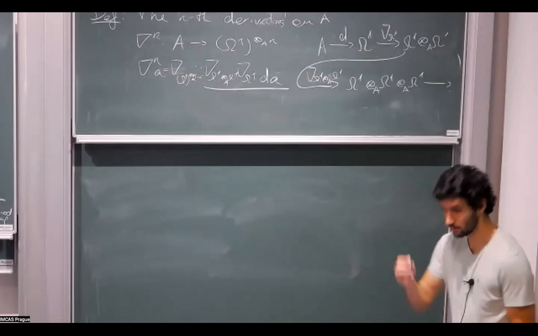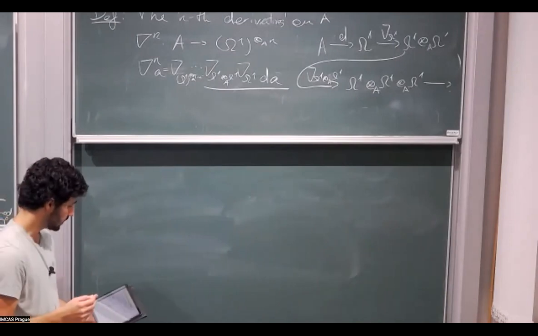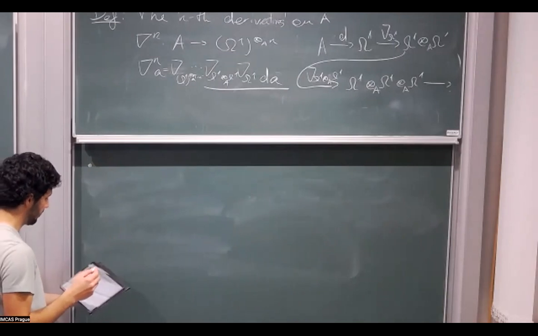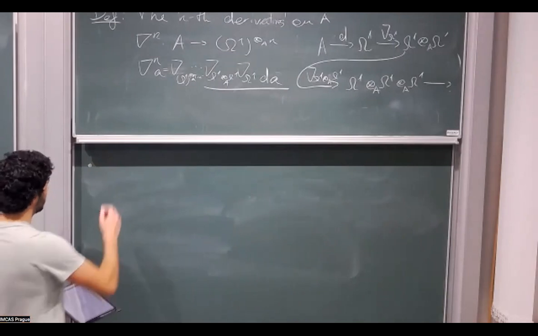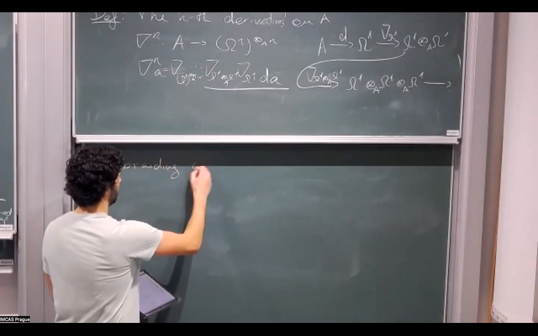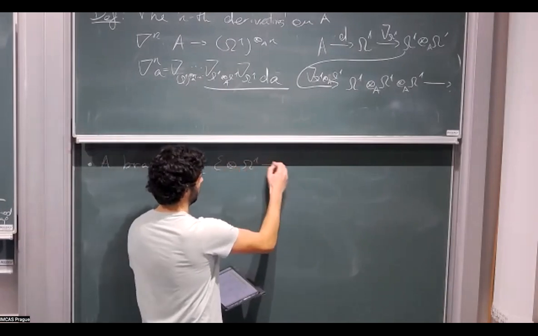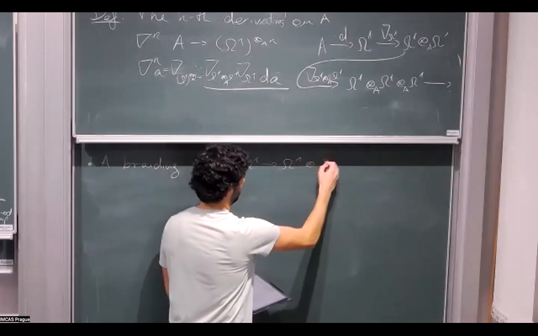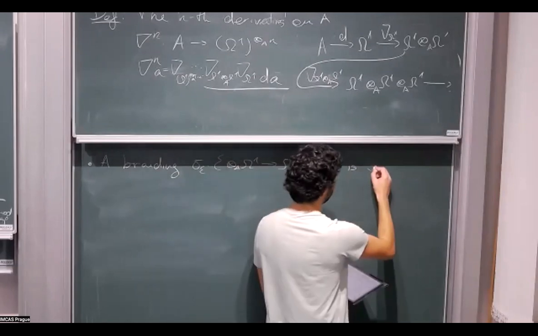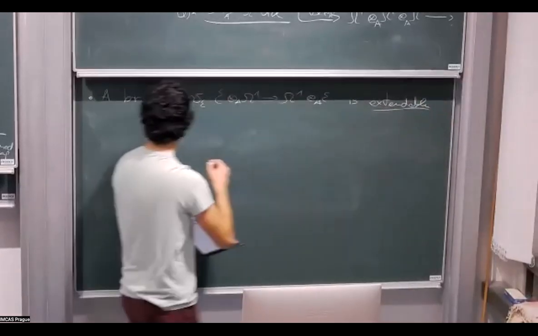Yeah. So that leads me to my next point. We need extra conditions on the braiding, and just to skim over it, if we have a braiding sigma E that goes from E tensor omega 1 to omega 1 tensor E, this is called extendable and wedge compatible.